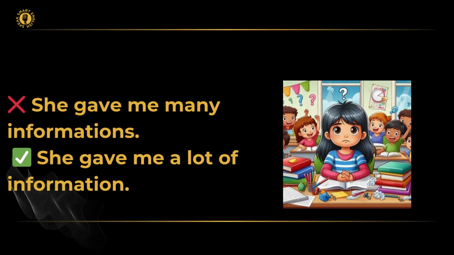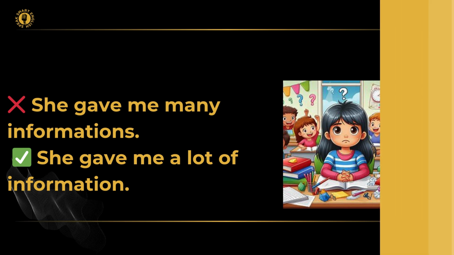Mistake 2. Treating uncountable nouns like countable ones. Words like information, advice, furniture, money, don't take s. "She gave me many informations" is wrong. Say, "she gave me a lot of information". "He gave me an advice" is not correct. "He gave me some advice."